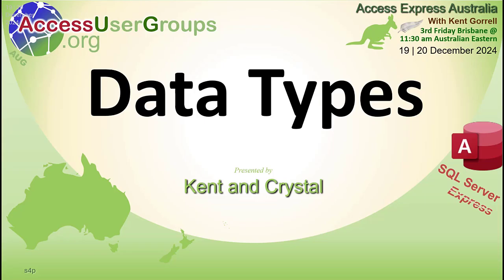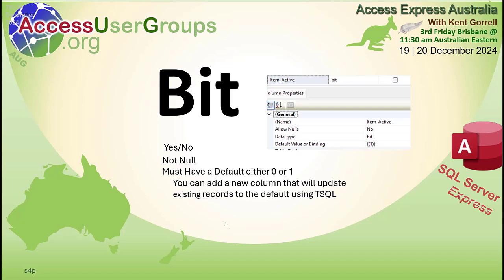I'm now going to have a look at data types in SQL Server and how I use my limited palette of data types, starting with bit. Yes, no, but in SQL Server, unlike Access, you can't have a null in a bit column. A bit column is just that, a 1 or a 0. So you need to give it a default value in case somebody adds a record and forgets to tell you what their value is, in which case you would throw an error if you don't have a default.